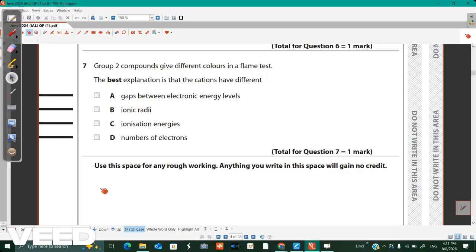Group number two compounds give different colors in the flame test. The best explanation is that the cations have different... So when the electrons in the outer shells are getting excited, then again they are getting de-excited. When they are falling back, if some of these metals emit these energies as radiation, these radiation energies are sometimes in the frequency of the visible range. So if these radiation energies are in the visible spectrum, we start to see colors, right?